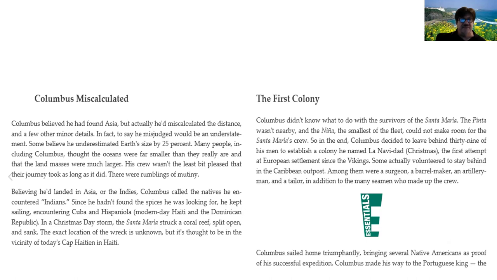His crew wasn't the least bit pleased, which means they were not happy at all, that their journey took as long as it did. There were rumblings of mutiny. So what that means, mutiny is when all the sailors are tired of the captain of the ship or the admiral. They feel their life's in danger and they are thinking of putting the admiral or the captain in the jail on the ship and taking over the ship and saving their lives. So rumblings means there was a lot of talk that the men were thinking, this is taking too long. You know, what the hell is going on here?